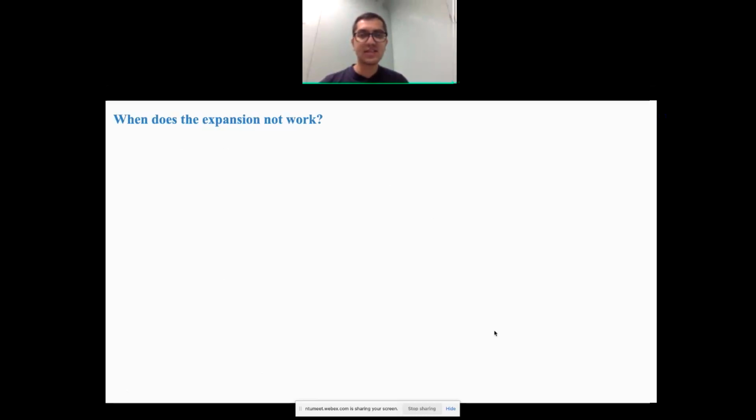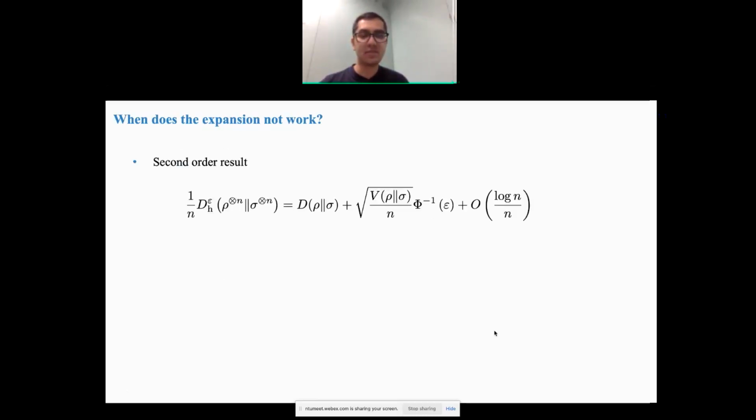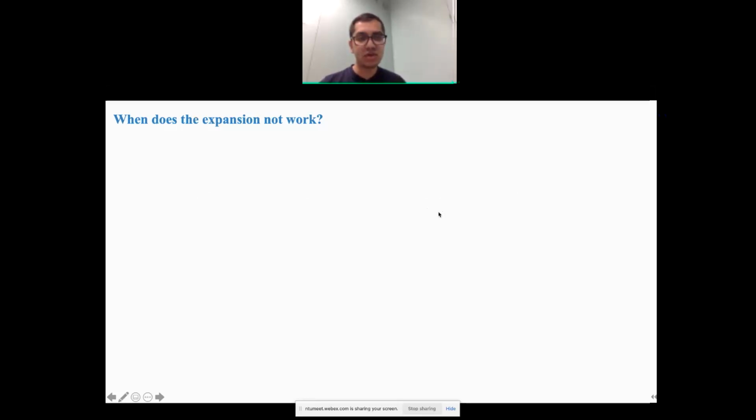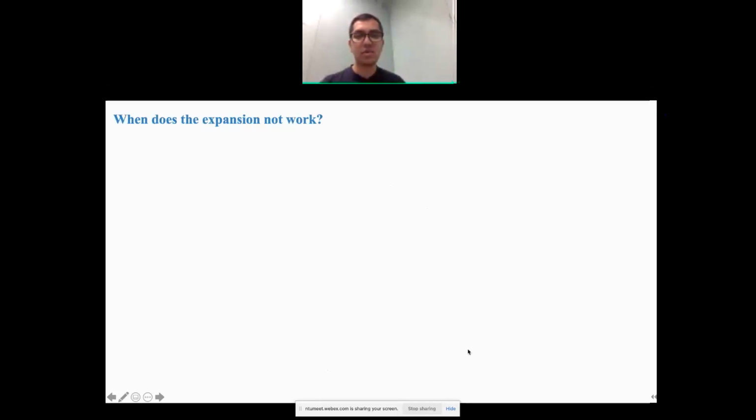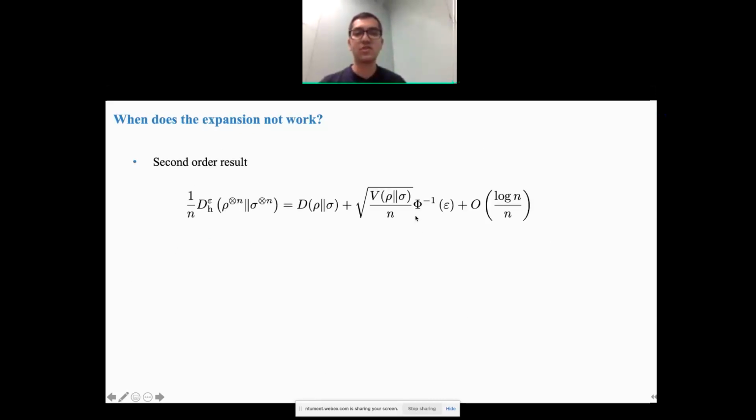The cases where this does not work, for instance, is the second order result. If we have a fixed epsilon, then the hypothesis testing relative entropy has this expansion, and you have this phi inverse of epsilon, the inverse of the Gaussian CDF. Clearly, if you have two different prefactors, here for example this 1/4, and here some k which is larger than or equal to 1, then you will get different achievability and converse results. So you have a gap there. That's one case where it fails.